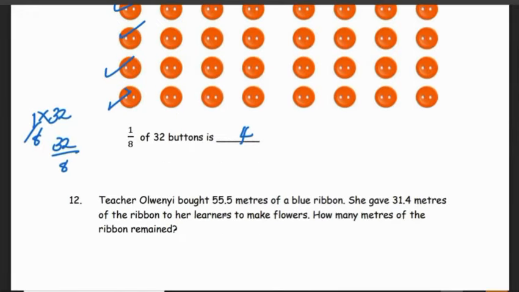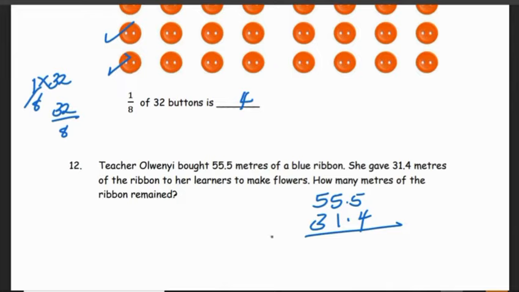Teacher Olwenyi bought 55.5 meters of blue ribbon. She gave 31.4 meters of the ribbon to her learners to make flowers. How many meters of the ribbon remained? So, teacher Olwenyi had bought 55.5 meters. Then she gave out 31.4. So, what will be the remaining meters of the blue ribbon? We subtract. So, you're going to have 1 there, 4, and 2. The meters that remain for teacher Olwenyi is 24.1 meters.